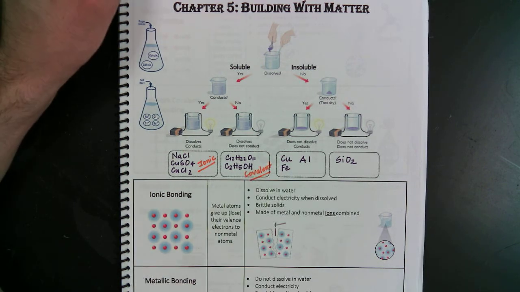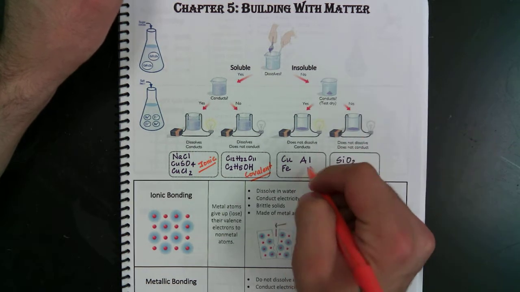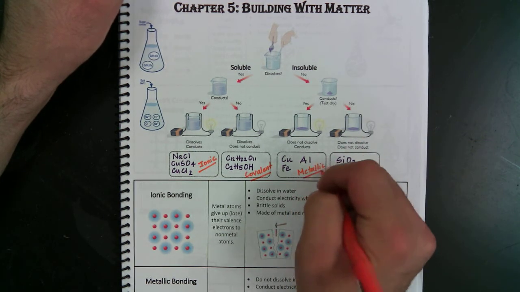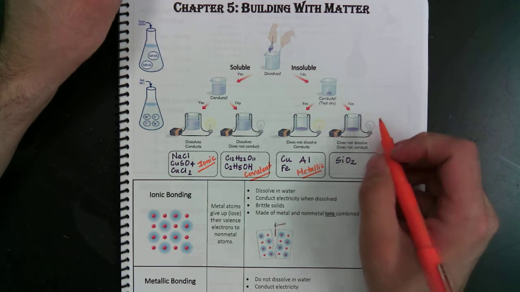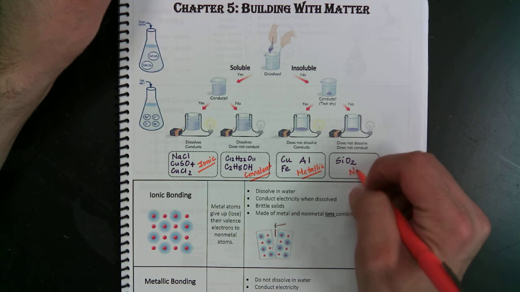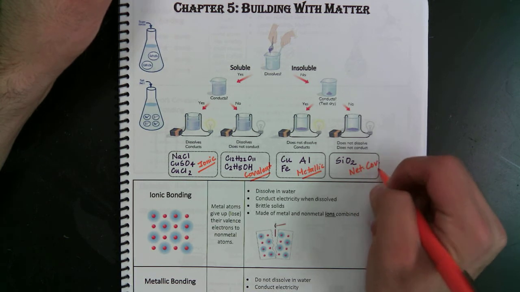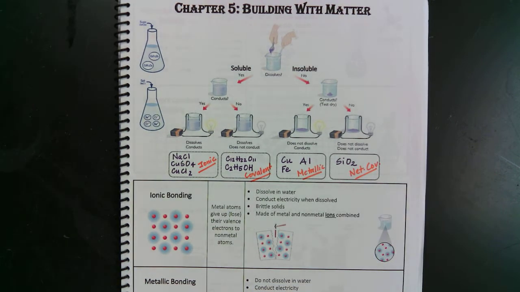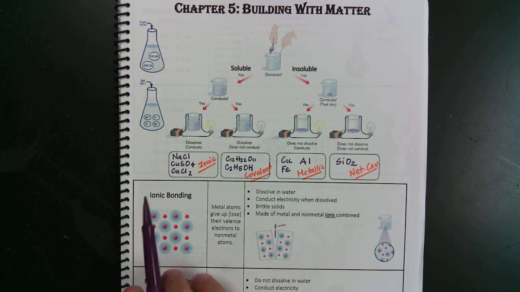The things that dissolved but did not conduct electricity were considered covalent. The things that did not dissolve but conducted as a solid were considered metallic. They had metallic bonding. And then the things that were insoluble and did not conduct were considered network covalent substances. So if you were presented with a substance, you should be able to say whether or not it's going to dissolve in water, and then whether it's going to conduct electricity or not, based on the formula.